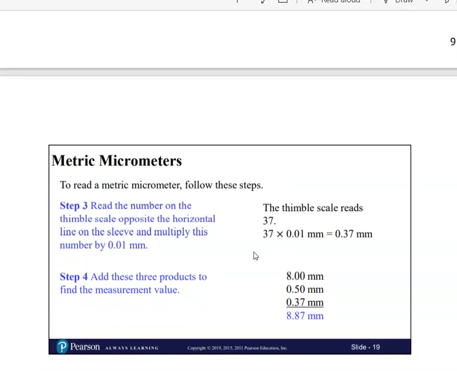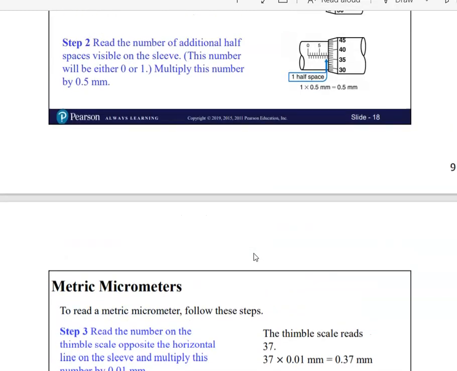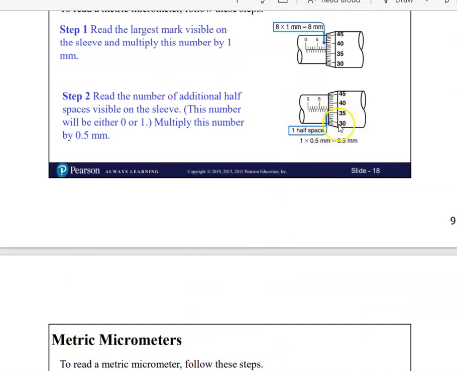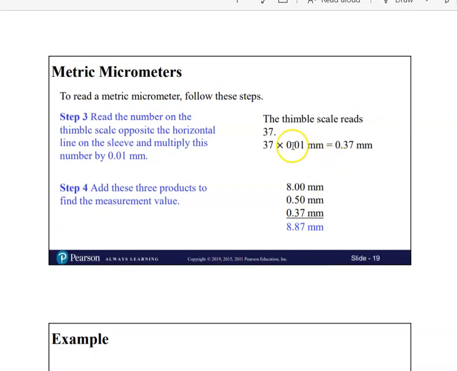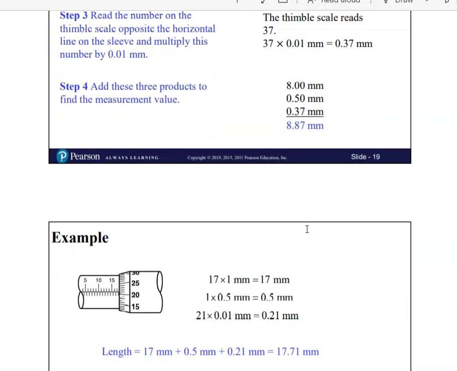Then we want to read the number on the thimble scale opposite the horizontal line on the sleeve and multiply this number by 0.01 millimeters. So they're talking about these numbers right here. We've got 35, 36, 37. 37 times 0.01 is going to be 37/100ths. Then they add those up to get the total number of millimeters.